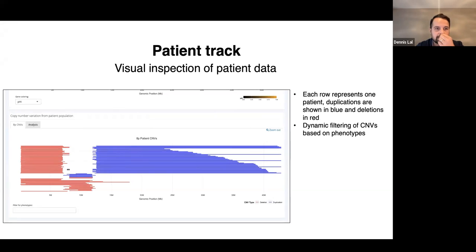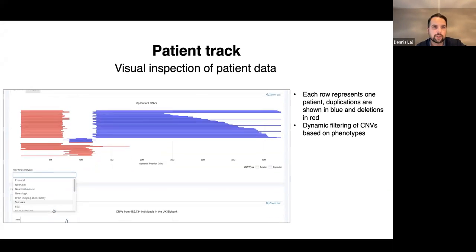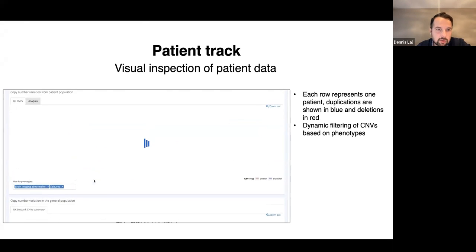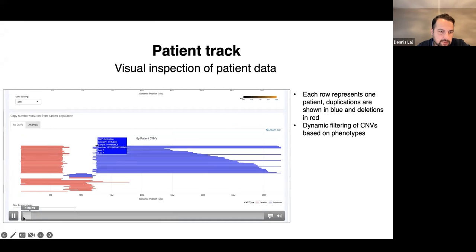And so the next step is the patient track. Here we took the data from Wendy Chang, which was published earlier last year. And we look at a specific region. So here's, for example, the region on chromosome 8. It's the same one I had selected before.